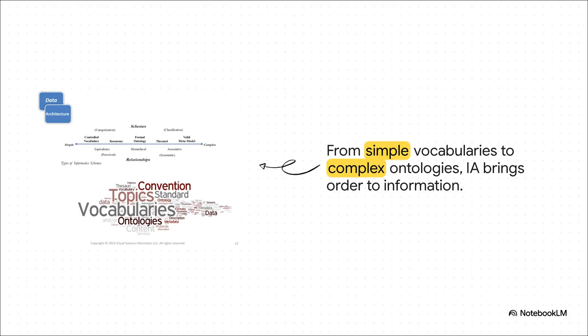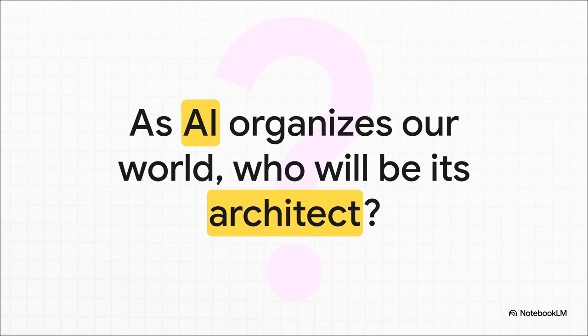And all of this leads us to one final and I think really crucial question. AI systems are increasingly organizing our world for us, but those systems are only ever as good as the structures they're built on. As these intelligent systems shape more and more of our lives, the principles of information architecture have never been more important. So the question is, who's going to be their architect?